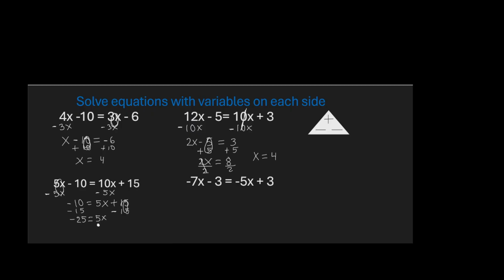And now the last step. 5 is multiplying x. To get rid of it, I have to do the opposite of multiplying, which is dividing. This line means I'm dividing by 5, dividing by 5. 5 divided by 5, you get 1. 1 times x, you're going to get x equals.